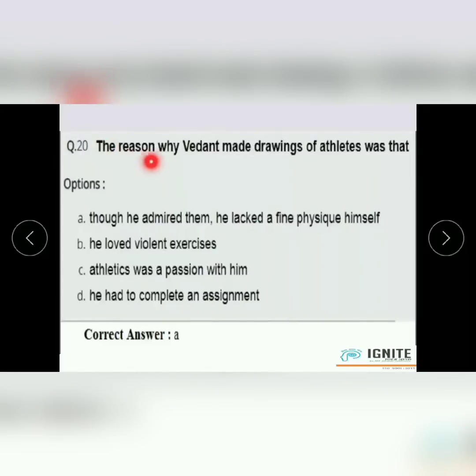First question: the reason why Vedant made drawings of athletes was that. Options are: though he admired them, he lacked a fine physique himself; he loved violent exercise; athletics was a passion with him; he had to complete an assignment.